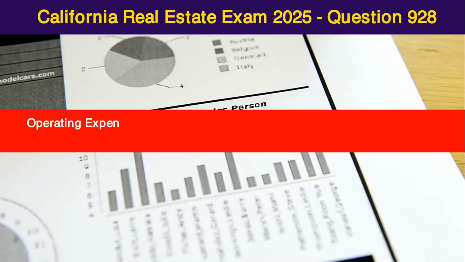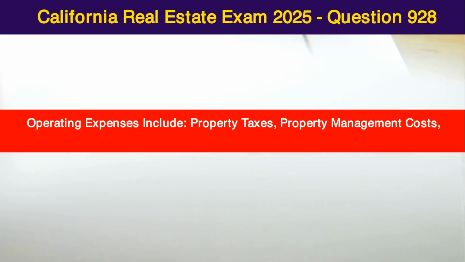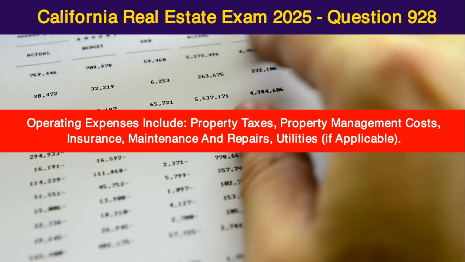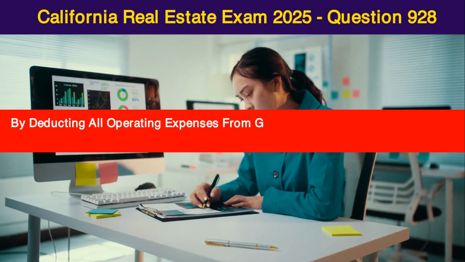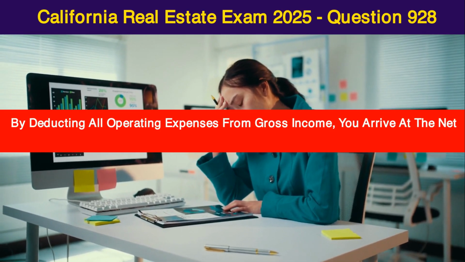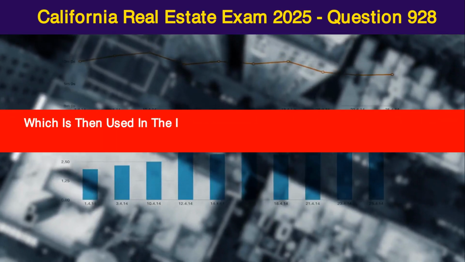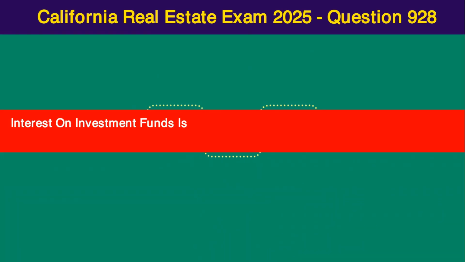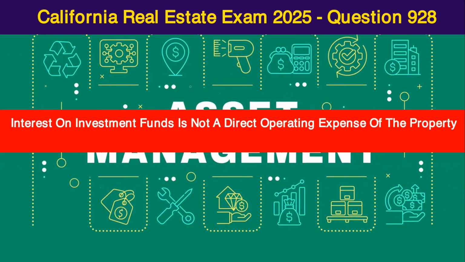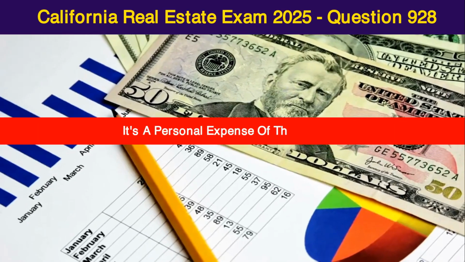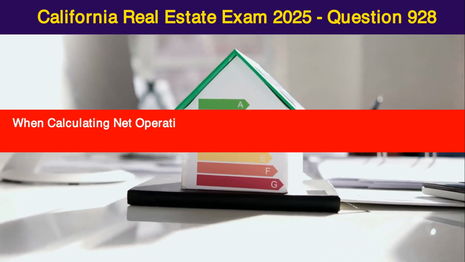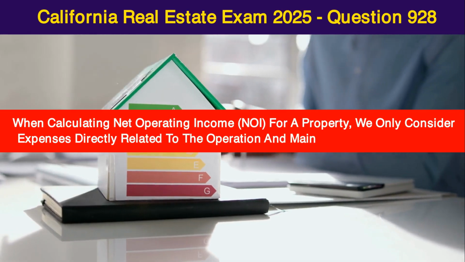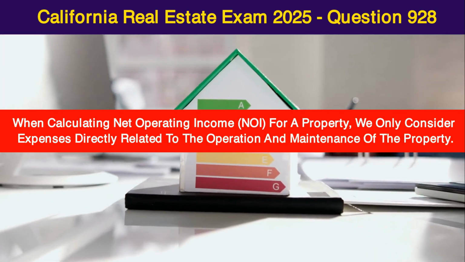Net operating income, NOI, is calculated by subtracting all operating expenses from the property's potential gross income. Operating expenses include property taxes, property management costs, insurance, maintenance and repairs, and utilities, if applicable. By deducting all operating expenses from gross income, you arrive at the net operating income, which is then used in the income capitalization approach to estimate the property's value. Interest on investment funds is not a direct operating expense of the property itself. It's a personal expense of the investor. When calculating net operating income, NOI, for a property, we only consider expenses directly related to the operation and maintenance of the property.